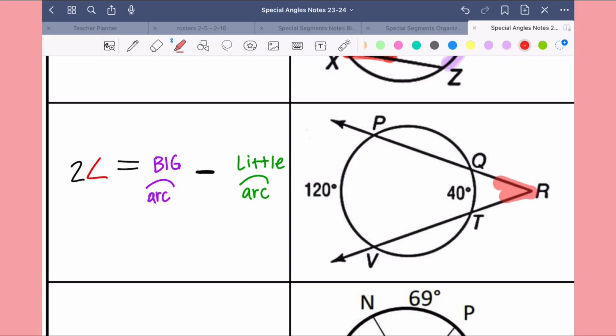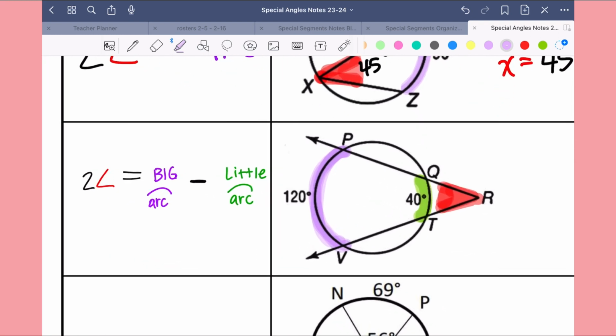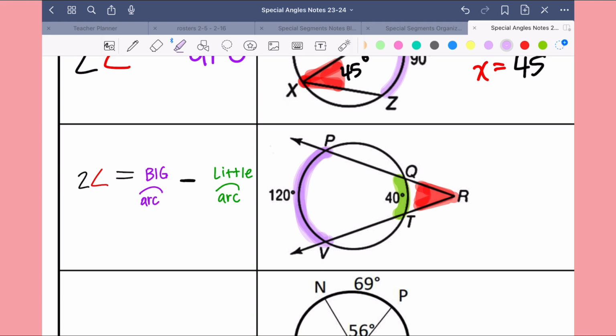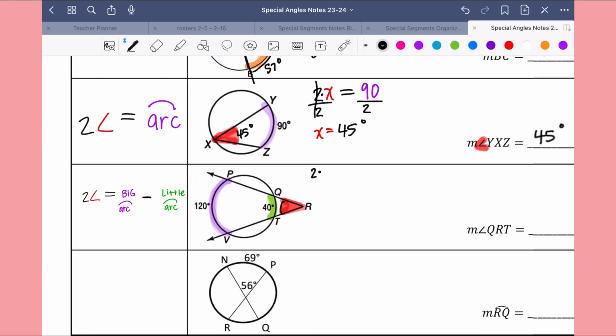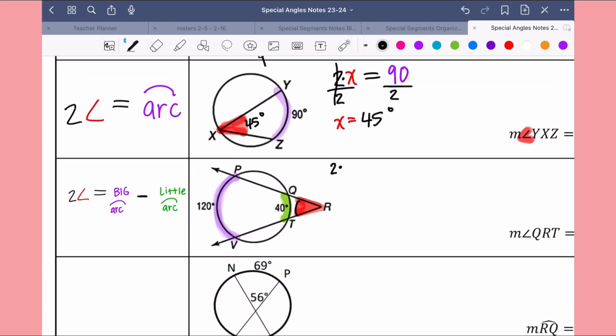Because this is our first time learning this, I'm going to highlight all 3 parts. My angle is here, my little arc is here, and my big arc is here. Those are the 3 parts: the angle, the big arc, the little arc. Now we just follow the formula. 2 times your angle. Do I know the angle measurement here in the red? No, that's the one we're solving for, QRT. If we don't know the value, we use x.